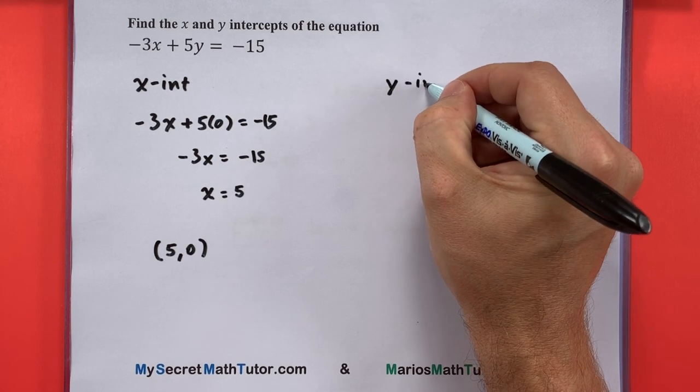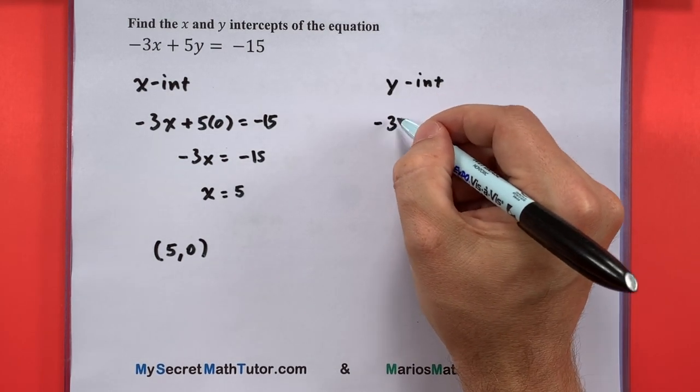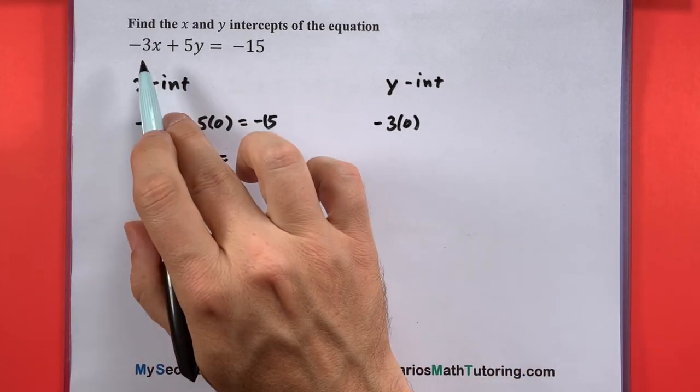Similarly, we can go ahead and find the y-intercept. So we'll write out the equation, but this time x is going to be the 0 piece.